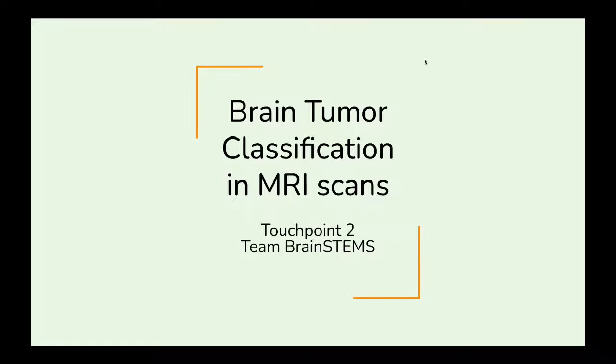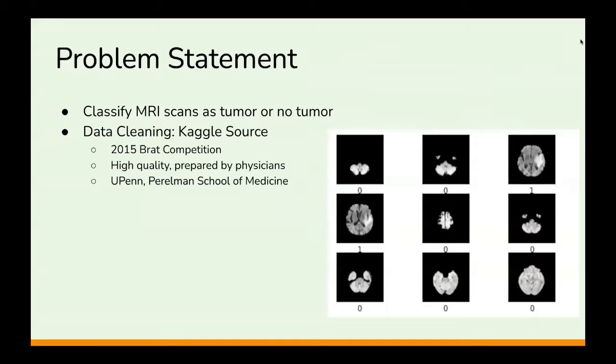We are Team Brainstems. We're working on brain tumor classification in MRI scans. Our main goal is to analyze these brain scans and figure out whether the depicted brains in the scans have a tumor or not. We were able to use a high precision data set with a good resolution of the image. There was actually not much additional data cleaning required.